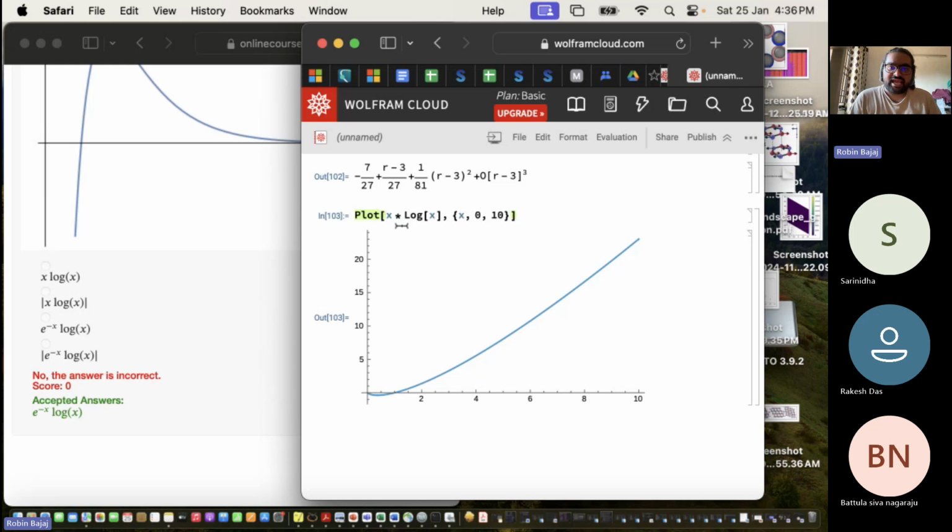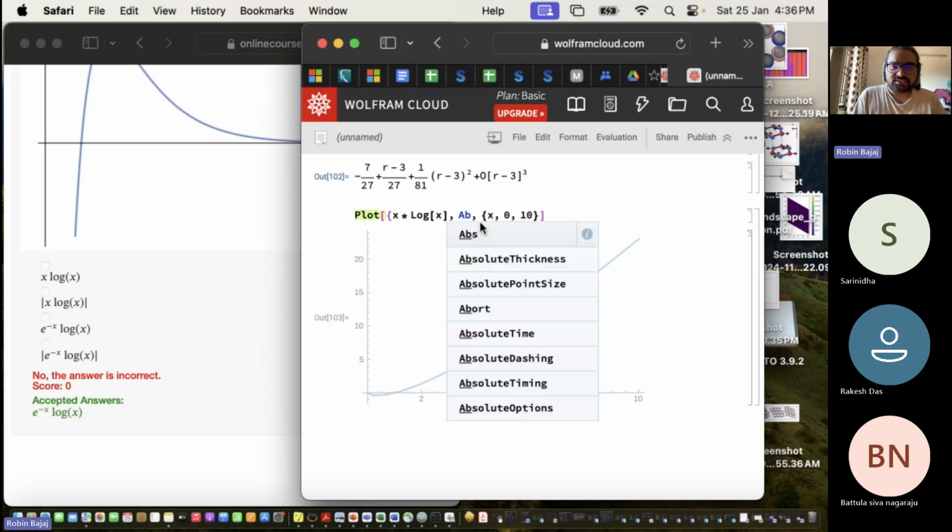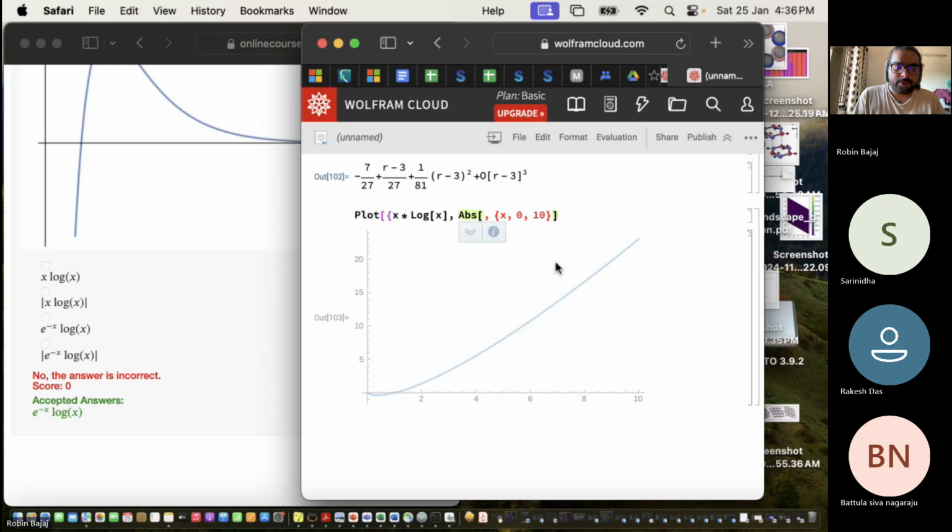So all of these plots will come in the same plot. But here in Mathematica, you don't have to write the plot command again. You can just define all those functions in one curly bracket. So let's define all of these options. How would you do the abs function? Absolute, it's Abs. Okay, the same thing. Okay, close it. Next one is e to the power minus x.